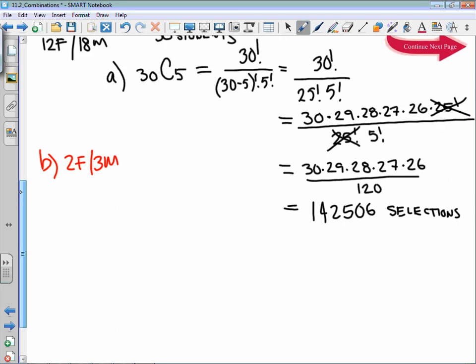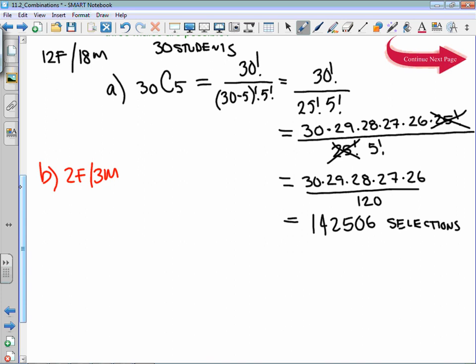But it's important that we don't have 30 females and 30 males to choose from. So what I'm gonna do is split this into the 2 female selections, and I'm going to put that multiplication symbol by the number of 3 male selections. We have 12 females, so 12 choose 2 gives me the number of different unique 2 female selections. And then for the males, it will be 18 choose 3.